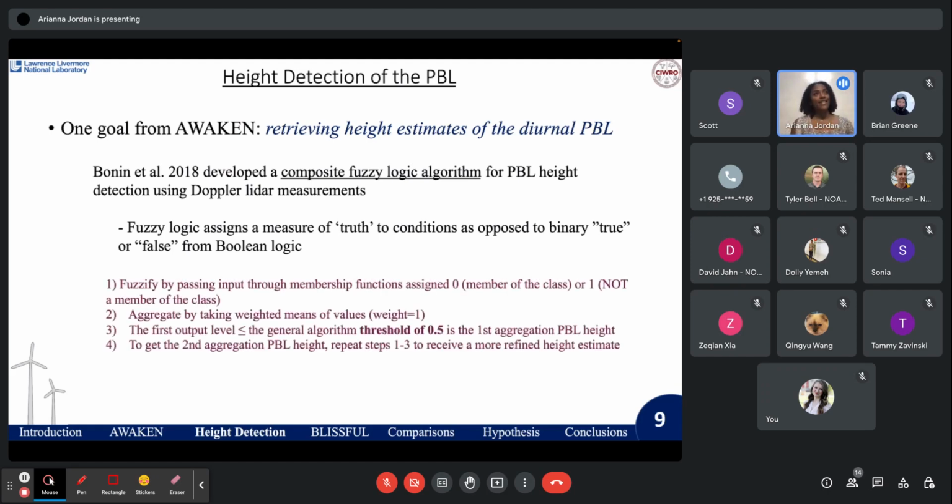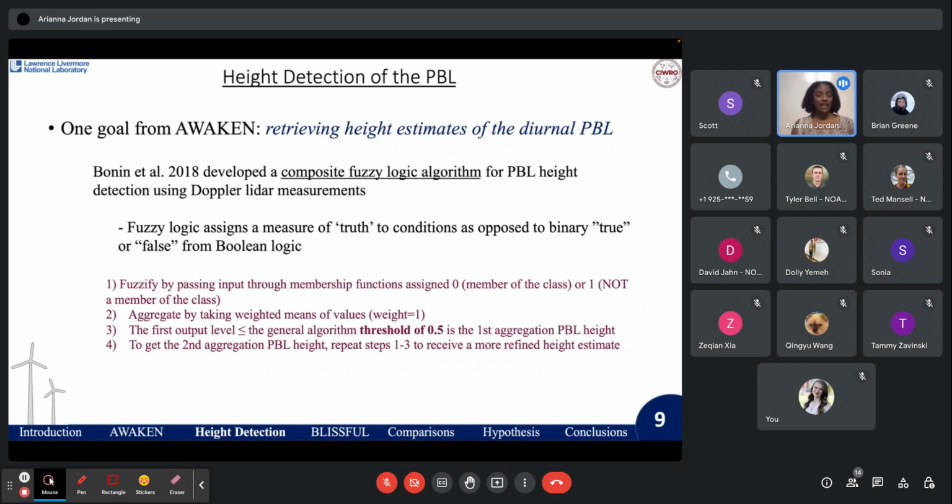And in terms of height detection, we can employ this fuzzy logic concept. These are the steps to do that. You can fuzzify by passing the input through membership functions assigned either 0, which means they're a member of the class, or 1, not a member of the class. Then you can aggregate these values by taking the weighted means of them, which in this case is equal to 1. And then the first output level that is less than or equal to 0.5, which is the set threshold, is the first height of aggregation for the height estimate. So that'll be our first height.